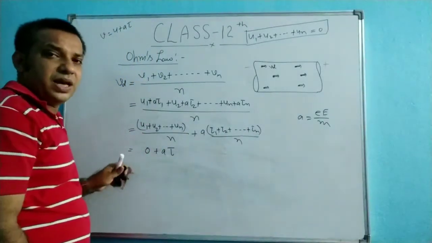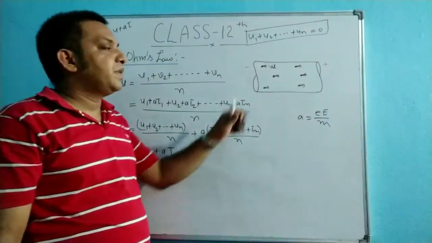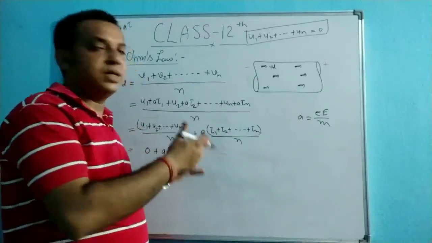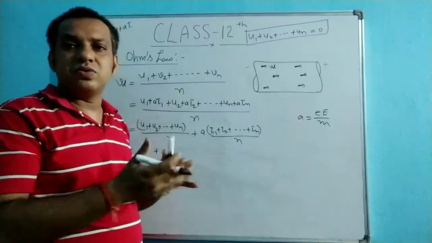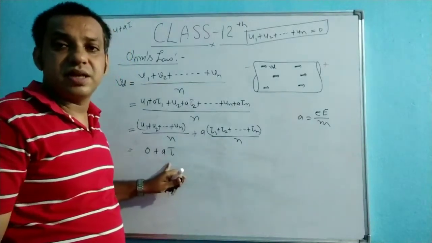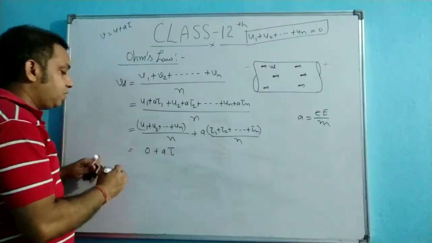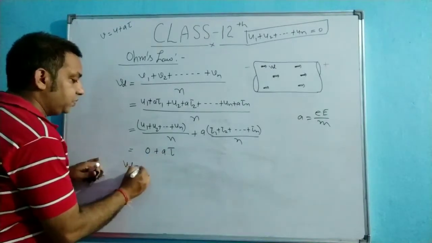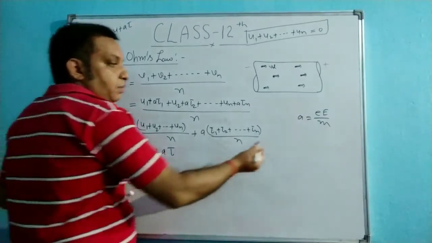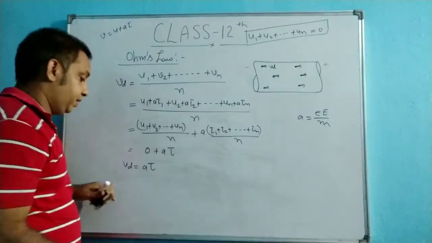So the average relaxation time I am considering is tau, because the conductor has the same structure. That is why tau 1, tau 2, tau 3 are very close values. That is why I am taking the average value, which is the average relaxation time, tau. Right? So 0 plus a tau. Now this vd is equal to a into tau. Clear? So I am putting the value of this a here.